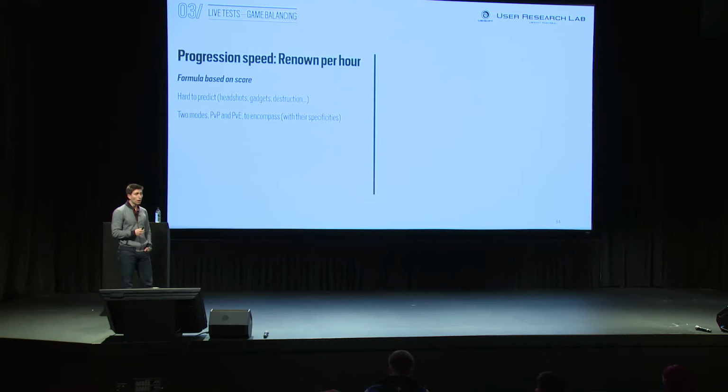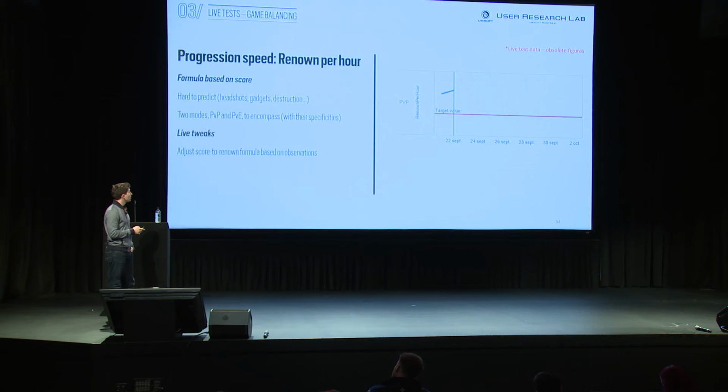That was very hard for the game designer to predict the amount of renown that the player will be able to gain on an hourly basis. They had the target value in mind that they wanted the player to have for a balanced game, a good progression, but they didn't know how to tweak the score to renown formula in order to reach this target value. So we were able to help them by showing them the observation on the renown gain throughout the live test. And I'm going to show you what we did for PvP only.